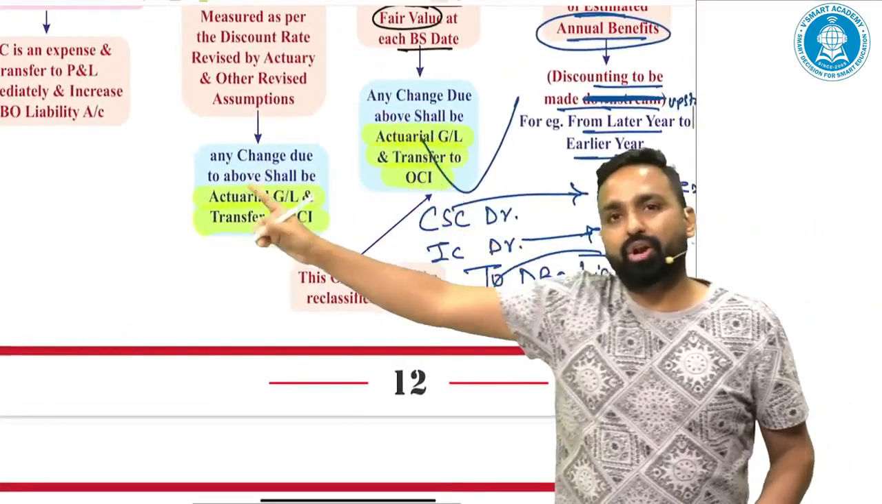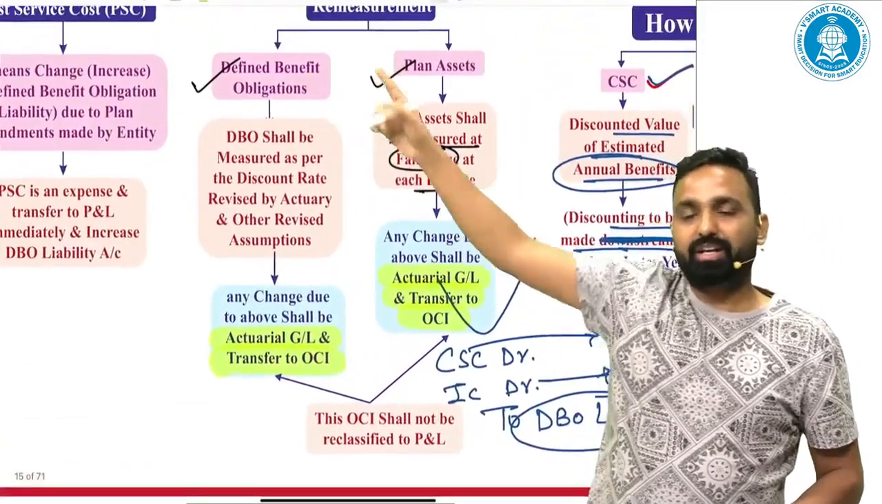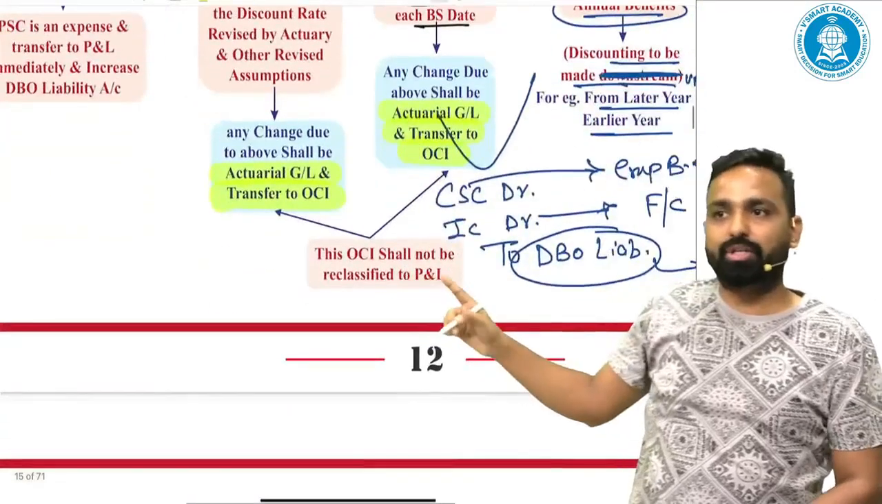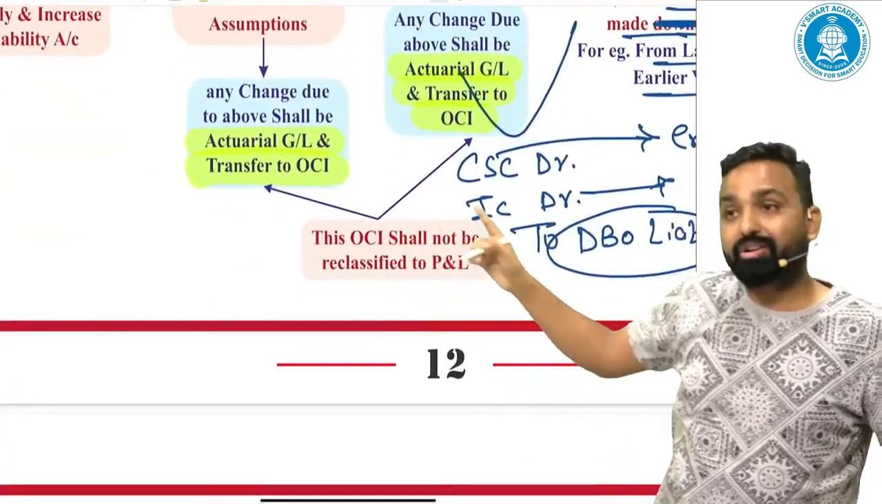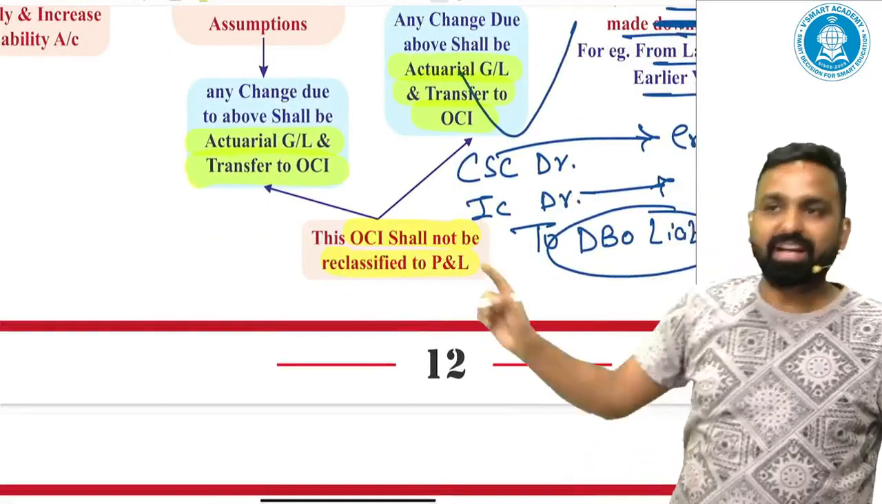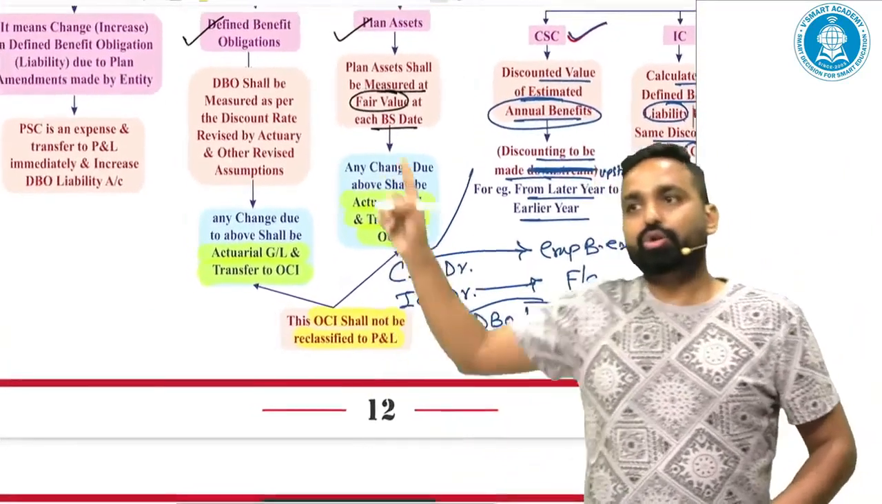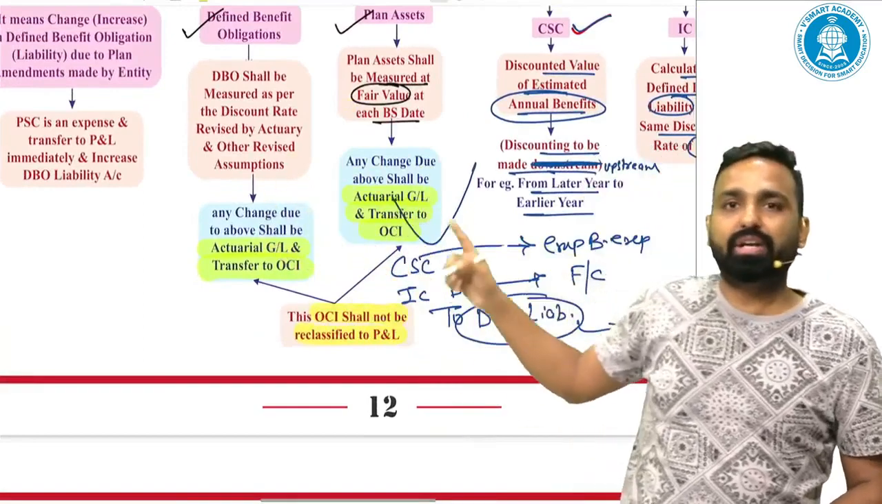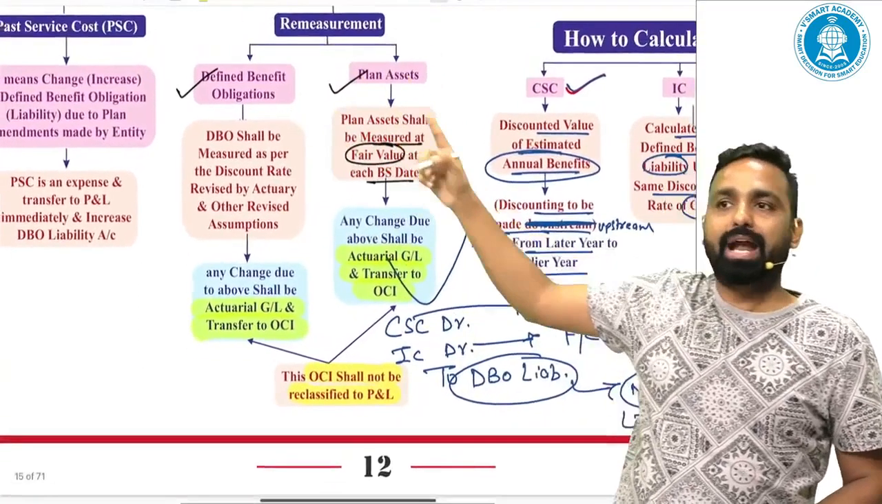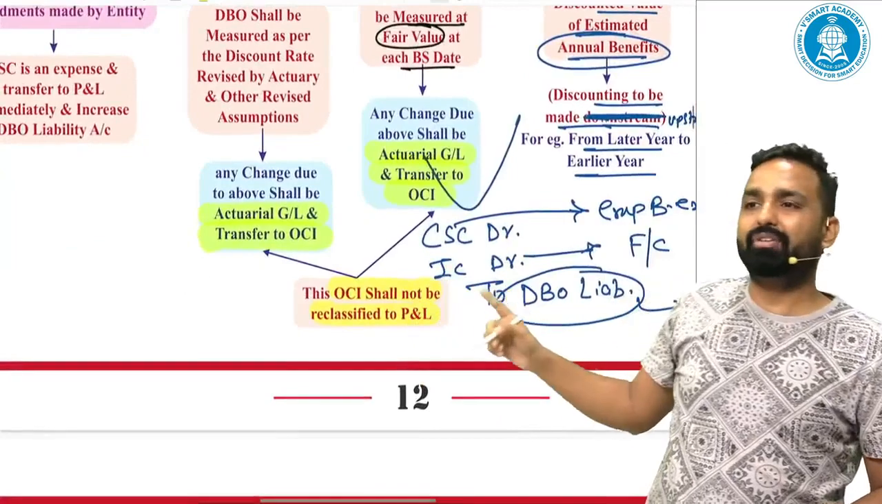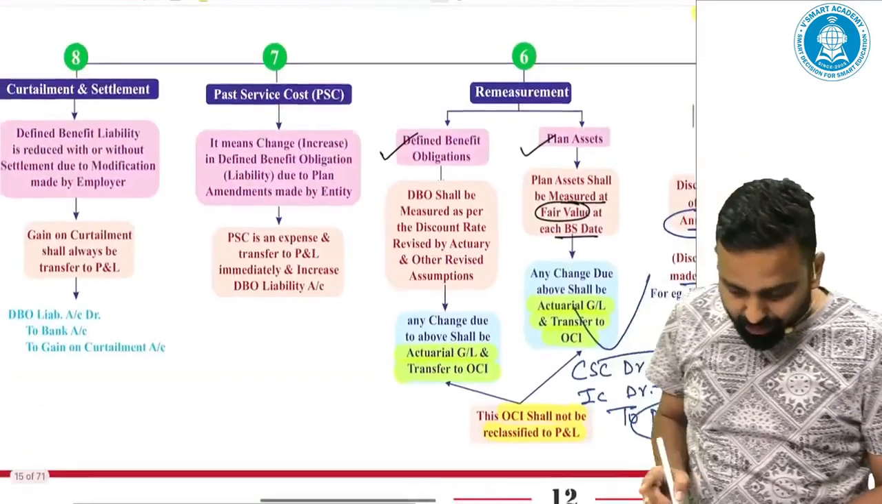Now, whatever actuarial gain or loss you find in the remeasurement of plan asset and defined benefit obligation, you cannot reclassify such OCI to the P&L. It will never be reclassified to P&L. Understood or not? So every time you transfer the actuarial gain or loss on defined benefit obligation and plan asset to OCI, it will not be reclassified to P&L. Guys, have you understood or not?